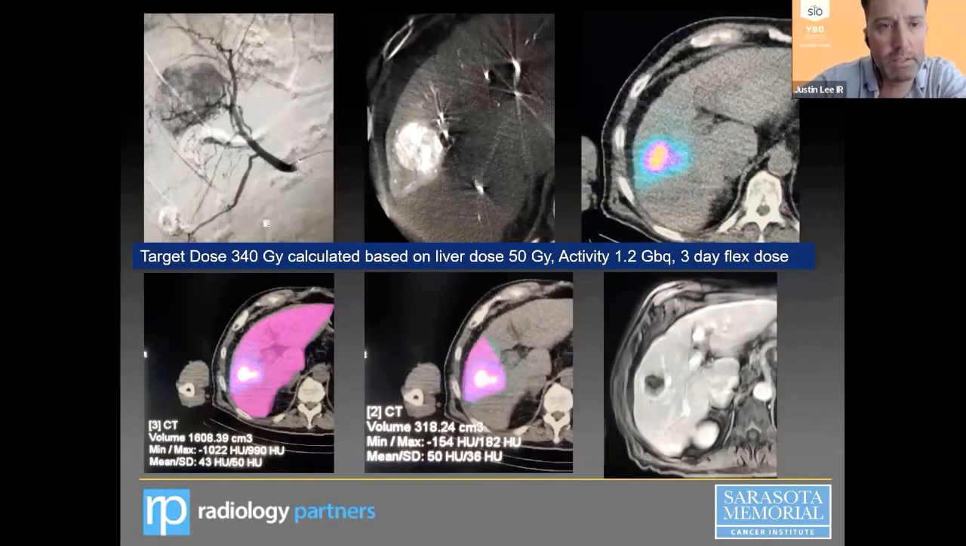So quickly, just some cases. This is just one small HCC where we use cone beam CT to know exactly the volume that we're treating.